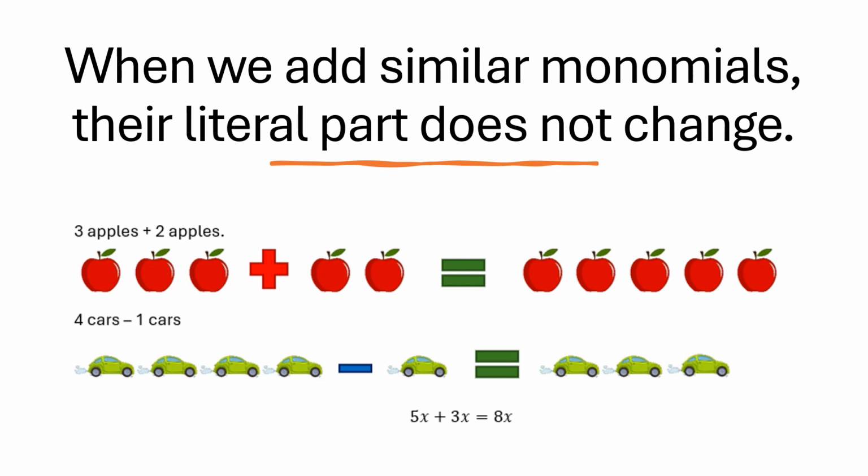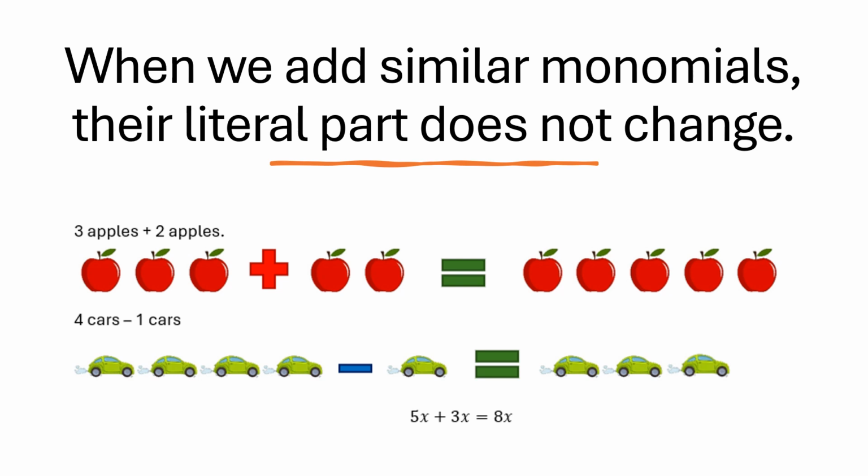If we have 3 apples and then we buy 2 apples, how many apples do we have at the end? We have 5 apples. If a car dealership has 4 cars and they sell 1 car, how many cars do they have left? Exactly, 3 cars. If we have 5x and we add 3x, how many x do we have? 8, right? So this is the concept.